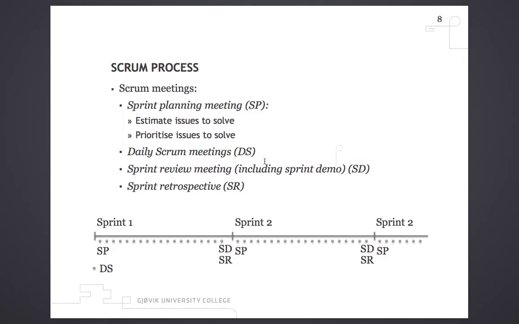So you have a product backlog, you move some of the tasks to the sprint backlog, and that's what you're going to do during the sprint, and that's what you're planning in the sprint planning meeting. You estimate the issues to solve and you prioritize them. You effectively move them from the product backlog to the sprint backlog. And you also have daily Scrum meetings.